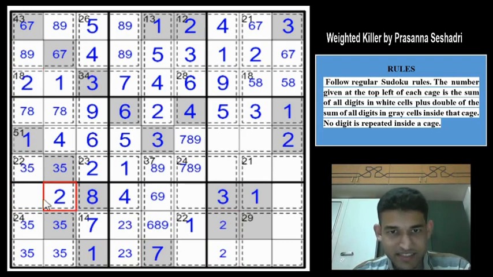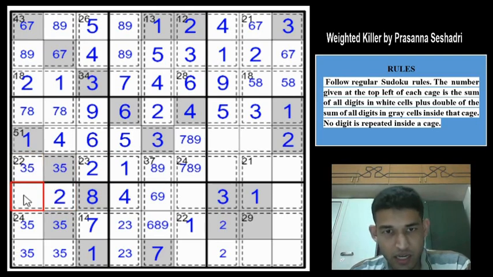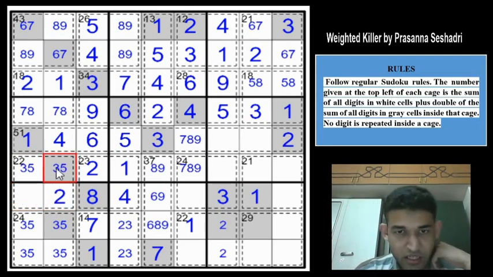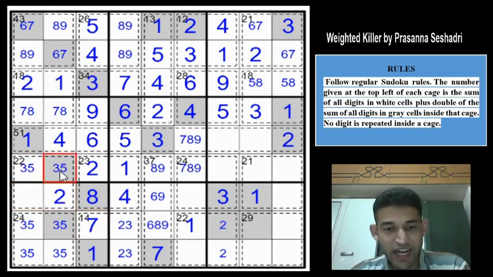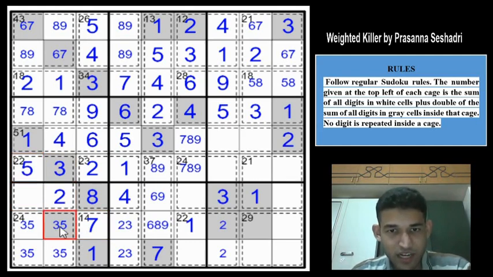I think this cage is a sitting duck now. So you have a 2 here, and if you put a 3 here, this becomes 6. 6 plus 5, 11, 11 plus 2, 13, and we need 9 more to satisfy this cage, which is possible. But if you are to have a 5 here, this becomes 10, 10 plus 2, 12, 12 plus 3 is 15, and then we need 7 here. But 7 is not possible, right? So you can't have a 5 here. So this is a 3, this is a 5, and you can't have a 3 here.